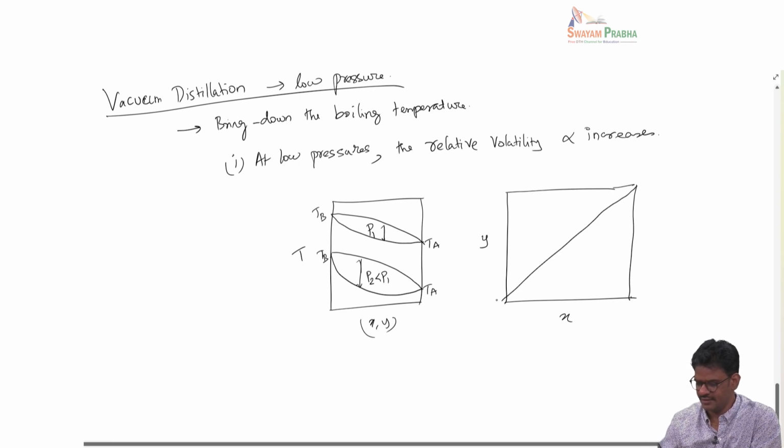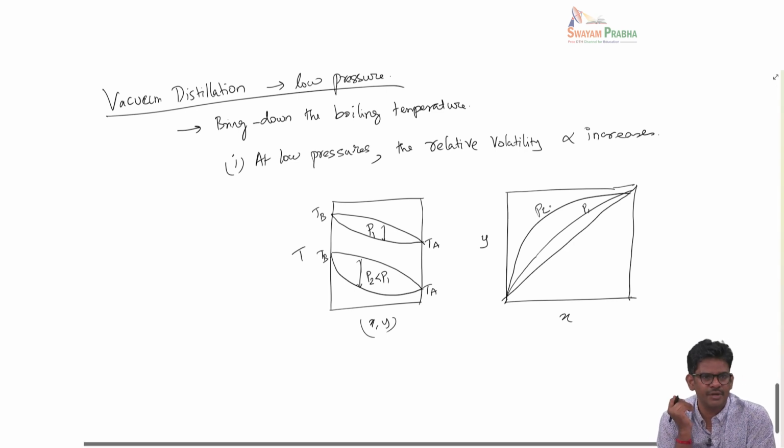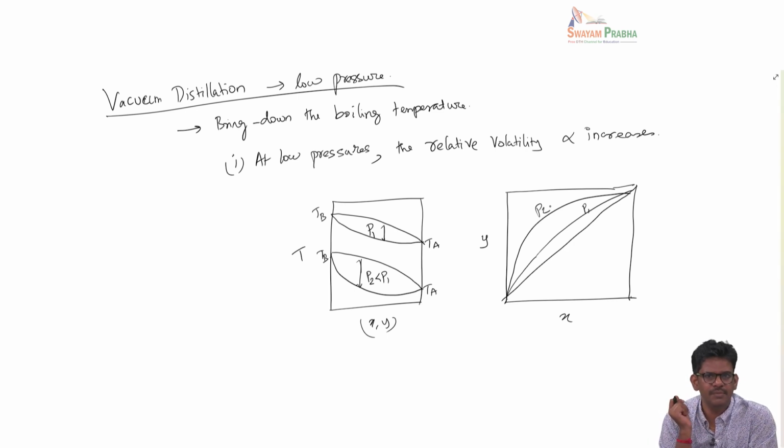This can be more clearly seen in the XY diagram. This is the 45-degree line, and if you get the XY diagram for P1, for P2 it would be something like this. You can see that P2 is much farther from the 45-degree line compared to P1, meaning that the relative volatility is now increased when you go to low pressures. This is coming purely from thermodynamic reasons, so we can take advantage of the increased relative volatility by operating the distillation column at low pressure.